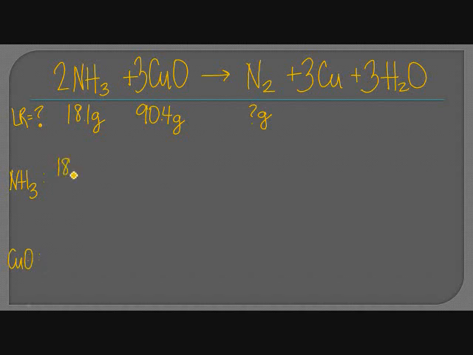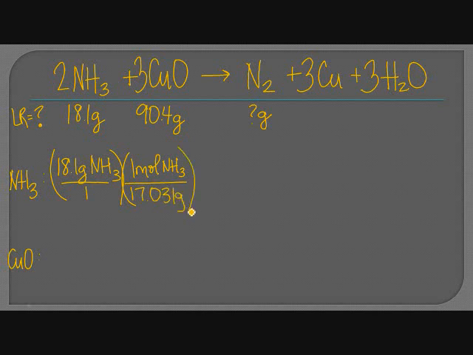So 18.1 grams of ammonia over 1. Divide by molar mass of ammonia, and that is 17.031 grams of NH3. Then we are going to do a mole ratio. It's 1/2. Remember, we want the N2, so that's 1 mole of N2 over, we're talking about NH3 here, so 2 moles of NH3.